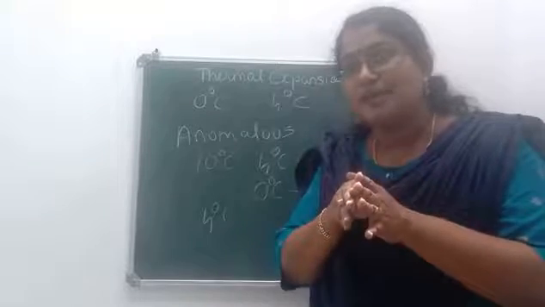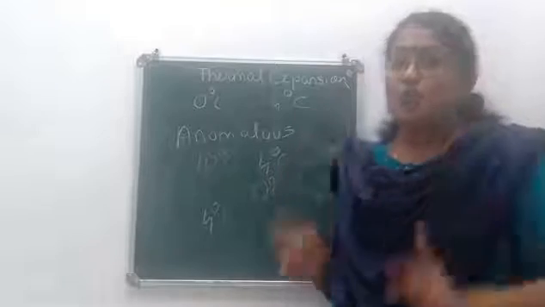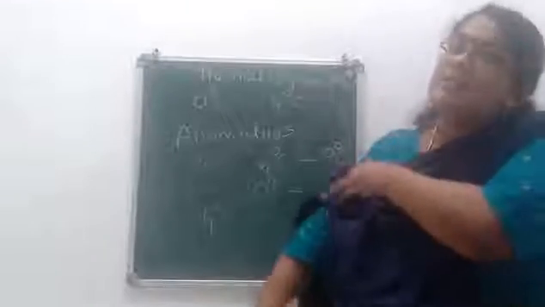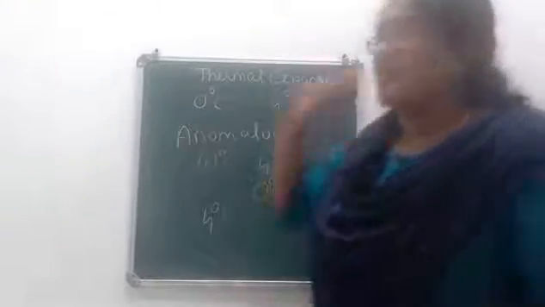Since the molecules came closer, what about the volume? Volume will be less. Okay, so water will be having maximum density and minimum volume at 4 degrees Celsius, and this is known as what? Anomalous expansion of water. Okay, so is it clear?